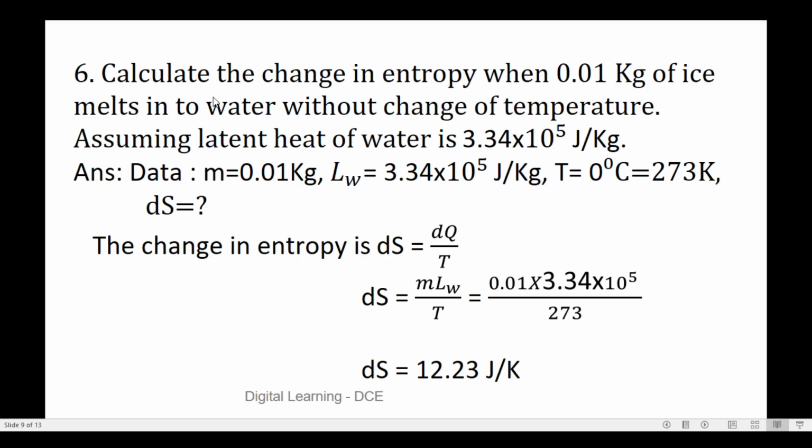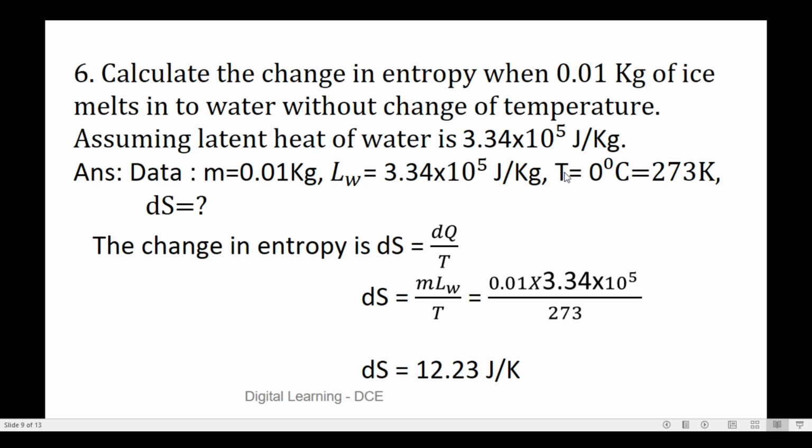So next problem: calculate the change in entropy when 0.01 kg of ice melts into water without change of temperature. Assume the latent heat of water is 3.34 into 10 to the power of 5 joule per kg. So the data: mass m equals 0.01 kg, and L_w, the latent heat of water, equals 3.34 into 10 power 5 joule per kg.